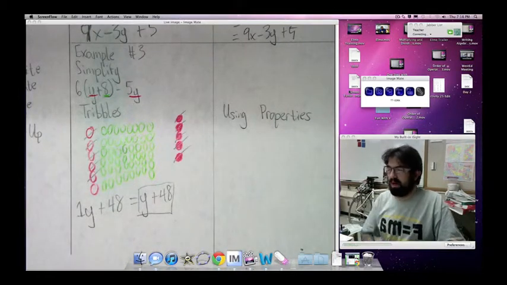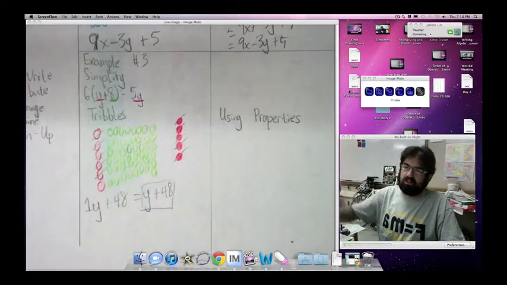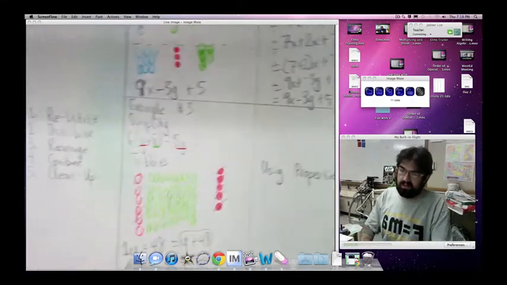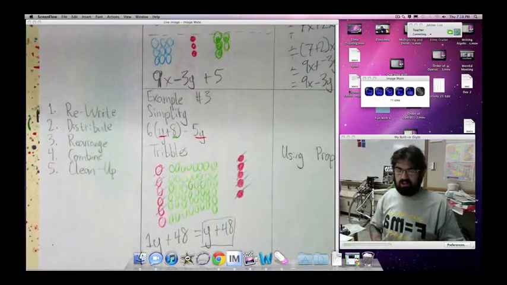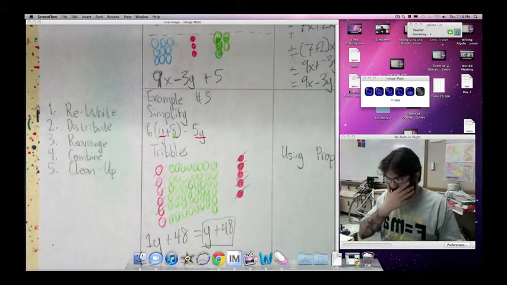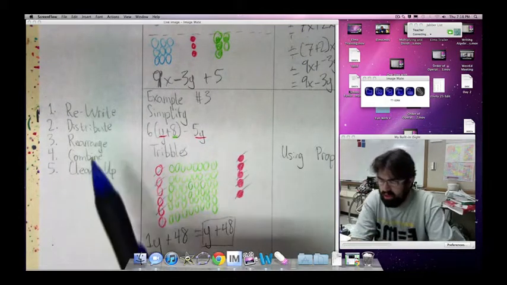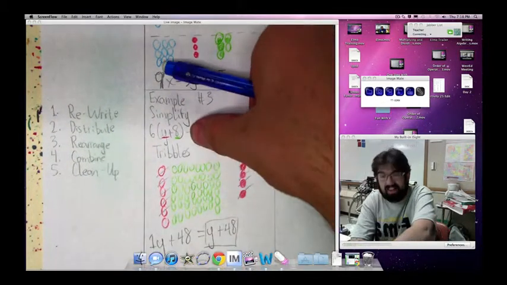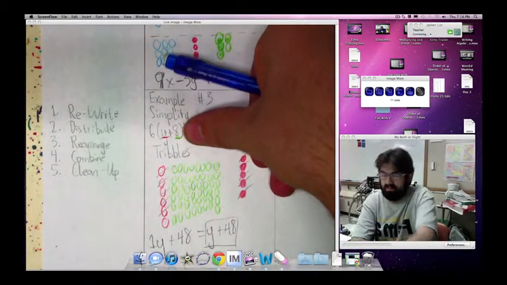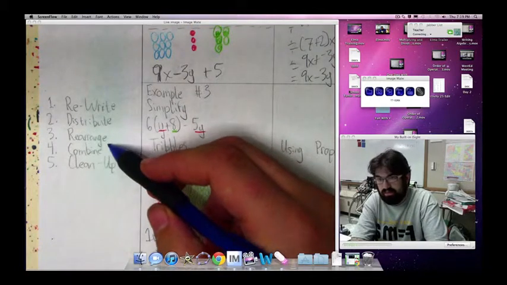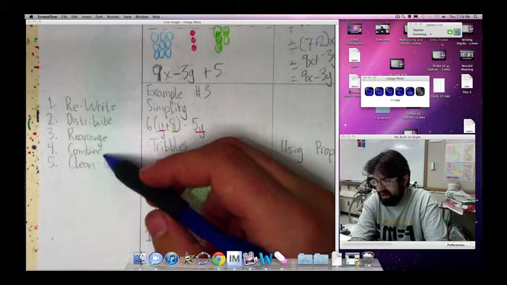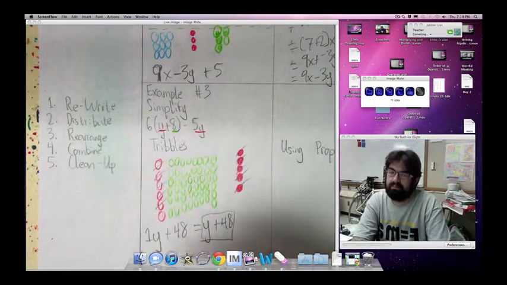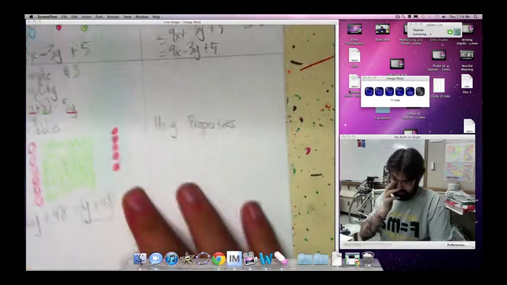Okay, using properties. And I'm going to zoom out a little bit so you can see what I've got over here. I've got a little bit of a checklist, and I highly recommend you keep writing this down on every piece of paper that you do for the chapter 3 or unit 3. We're always going to rewrite. The first step, if you noticed, I distributed. I would rearrange. I would combine with cancels, and I would clean it up.